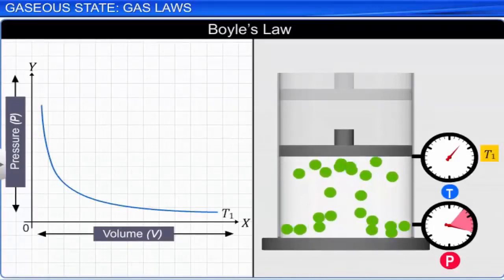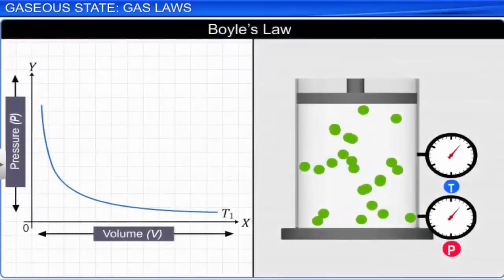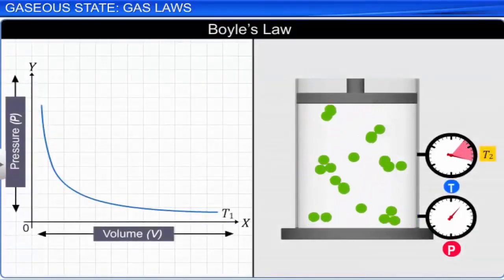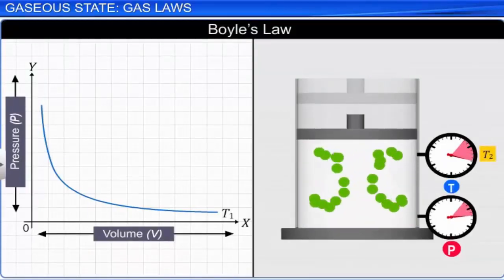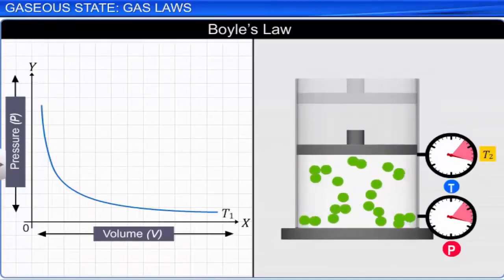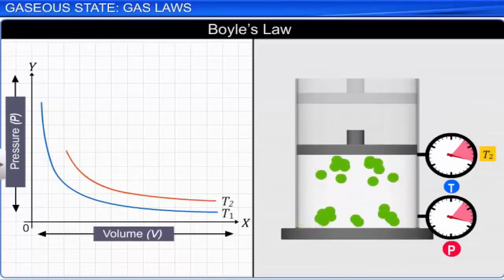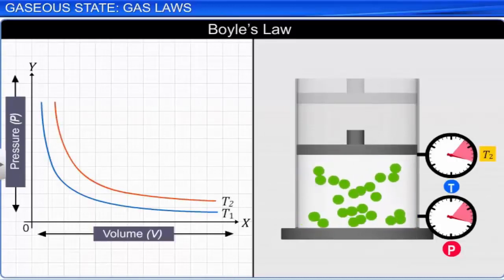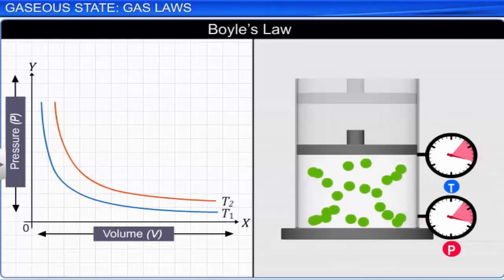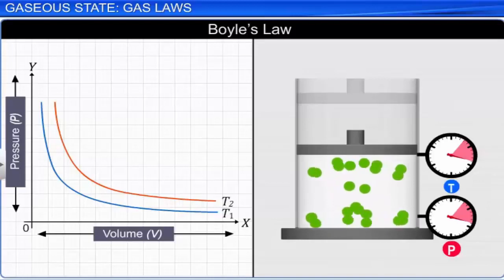Let us now change the temperature of the gas to T2 and repeat the same process by keeping the temperature constant at T2. In this case, if we plot the variation of pressure versus volume, we get a different curve. From this, we can conclude that each pressure versus volume curve corresponds to a different constant temperature for a given amount of gas. These curves are known as isotherms.